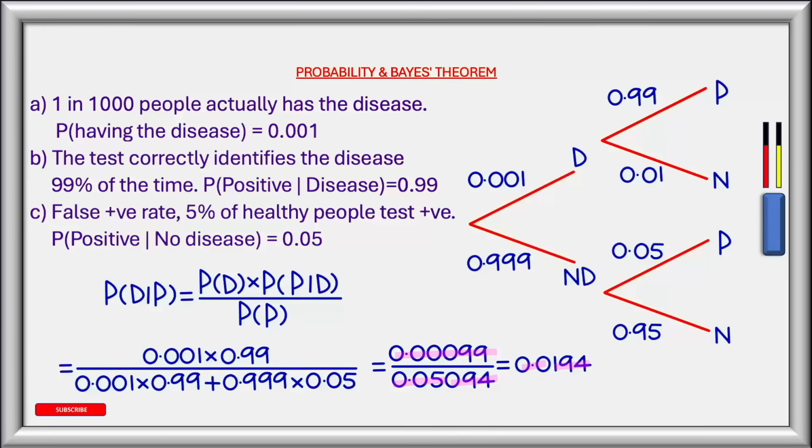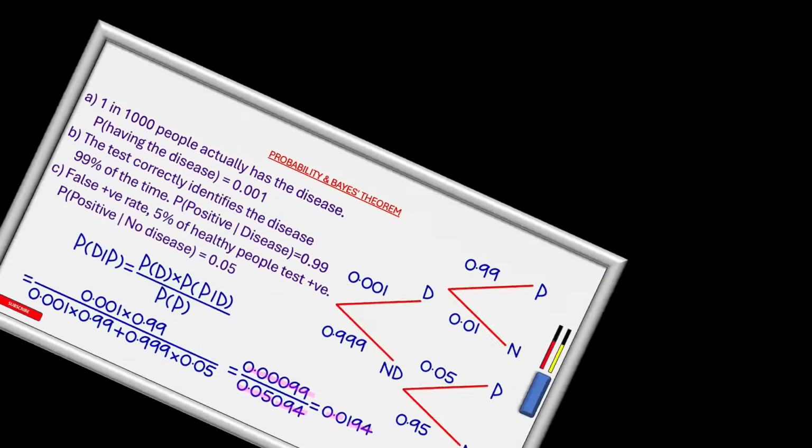So as we can see, given the extra information, the probability of having the disease, given that we've tested positive, is less than 2%. And this is because the disease is so rare, so 1 in 1,000, that the pool of healthy people testing false positive, so 5% of 999 people, vastly outnumbers the truly sick people testing correctly positive. So that's 99% of one person.